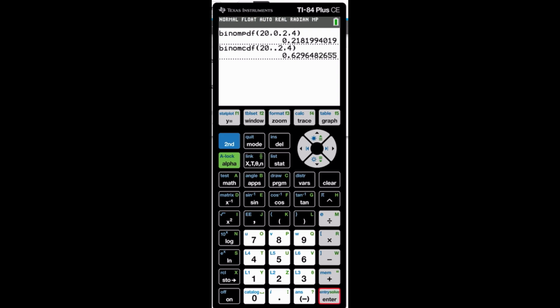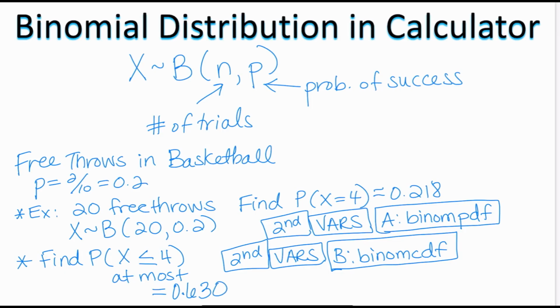And the likelihood that I make 0 or 1 or 2 or 3 or 4 baskets is 0.6296, so approximately 0.630 if you have to round to 3 significant figures. That means there's about a 63% chance that I make either 0, 1, 2, 3, or 4 baskets. And that's a pretty high probability. And the reason for it is because, remember, I only shoot 2 out of 10. So yes, it is very likely that I am probably going to make 4 or less baskets.